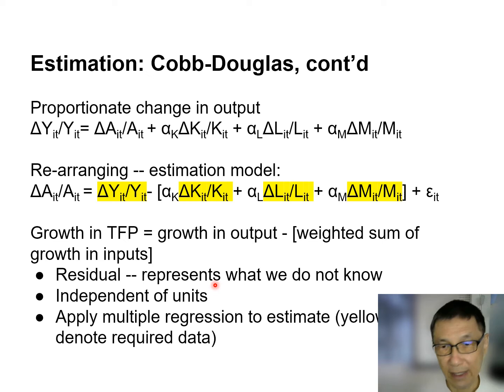What we do to estimate total vector productivity is to apply multiple regression to estimate this equation. The terms highlighted in yellow are the data we need. We need data on output, change in output, change in capital services, change in labor, and change in intermediate inputs.